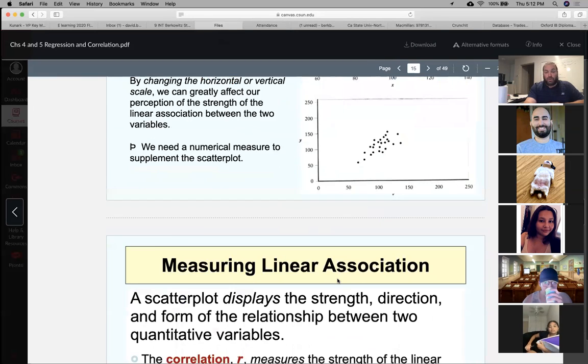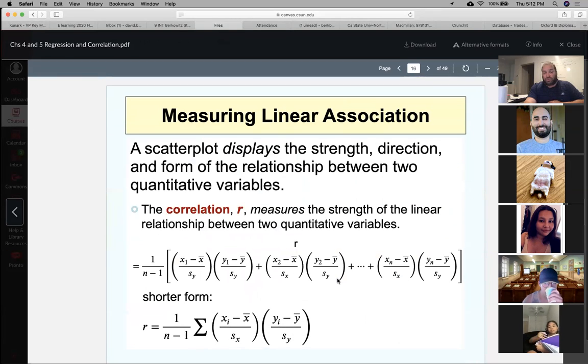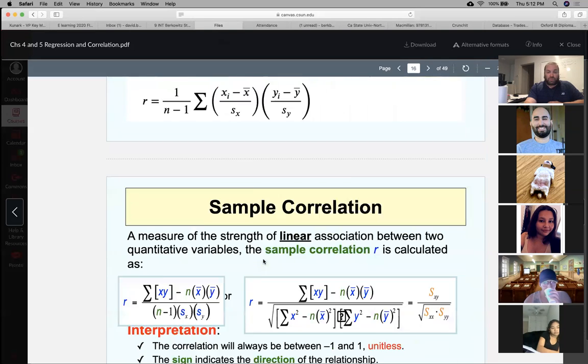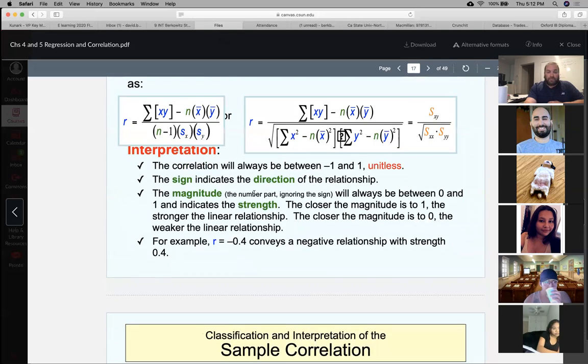Which is why we have a numerical measure of association called the correlation coefficient, or the Pearson product correlation coefficient, which is a very complicated formula. Luckily, Crunchit does it for us anyway, so we don't have to worry about that. It's always between -1 and 1. It has no units. Positive, it goes up. Negative, it goes down. 0, it's flat or non-existent. Closer to 1 or -1, very strong. Closer to 0, very weak.